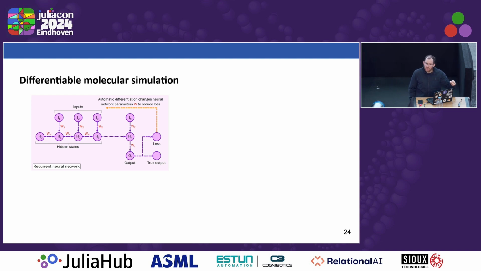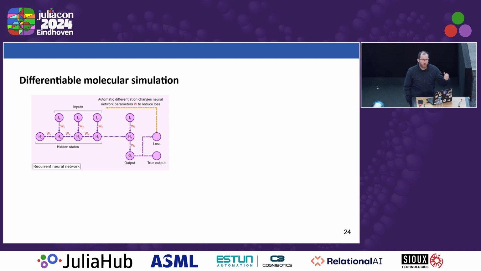You compare to your labeled output, and then you calculate some loss function, which is just a number. And because you've been clever and you've implemented this in an automatic differentiation framework, you can use backpropagation to get the gradients of that loss with respect to the neural network parameters.